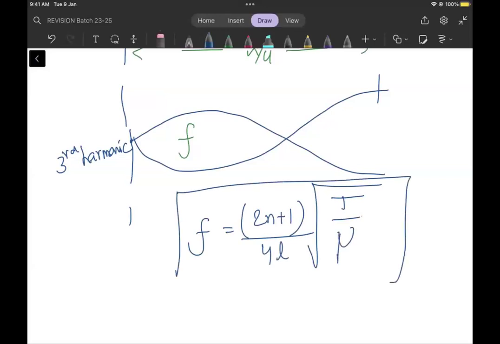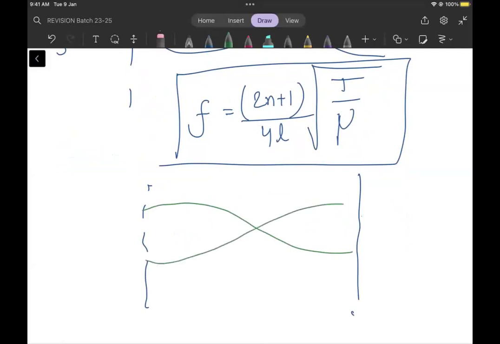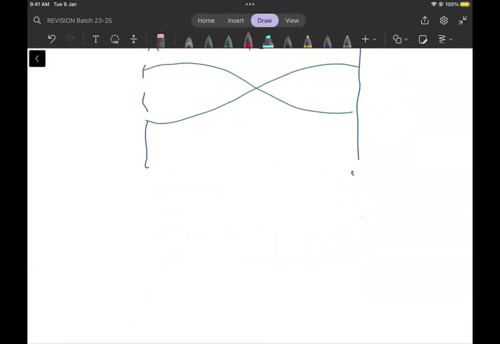ये फ्रीक्वेंसी हो जाएगी इसकी. If we have a string which is free at both ends, ये आप बड़ी आसानी से कर सकते हो. अगर आपके पास एक स्ट्रिंग है, वर्टिकल रखना है स्ट्रिंग को और उसको हॉरिजॉन्टल वाइब्रेशन देना है एंड को जिसको आपने पकड़ा है, और साइड से अगर आप देखोगे तो उस फ्रीक्वेंसी से अगर आपने वाइब्रेट किया जो उसकी हार्मोनिक फ्रीक्वेंसी है, तो वो इस तरीके से वाइब्रेट करने लग जाएगा.